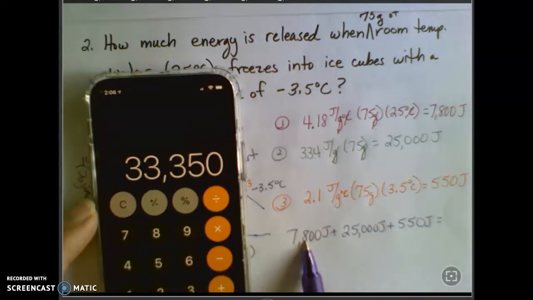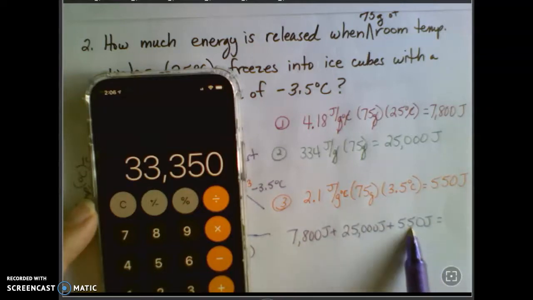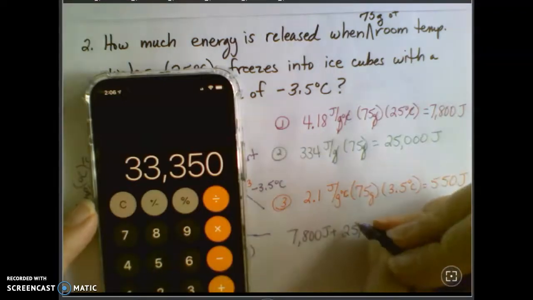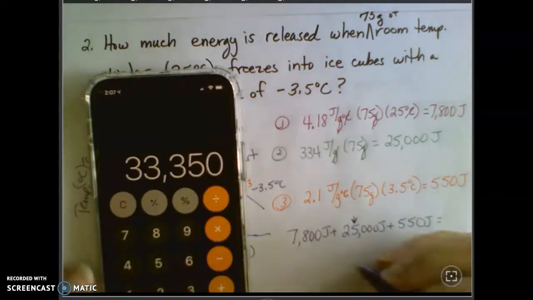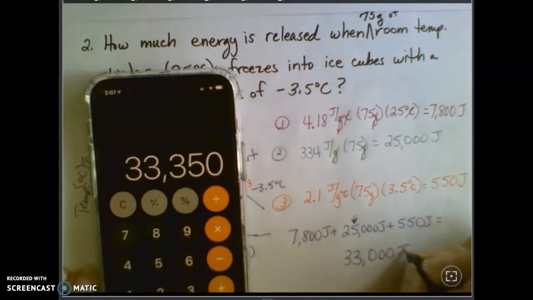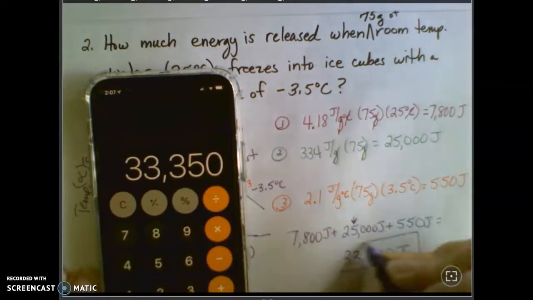I've got a number in the hundreds place, thousands place, and tens place. So I keep the least precise decimal place. I look at that, that's what I round to. So I'm just going to call this 33,000 joules. And that's my final answer.